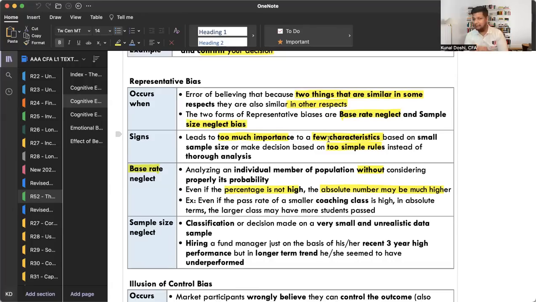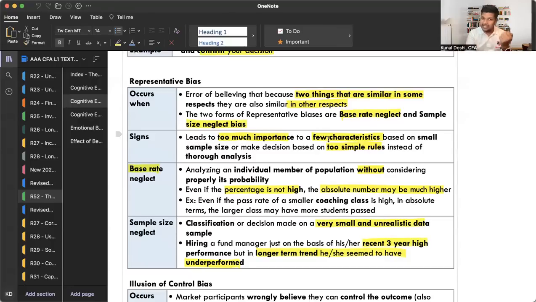Sample size neglect. Sample size neglect means the sample which you have chosen for your decision itself is incorrect. Decisions are classified on very small and unrealistic data. Hiring a fund manager just on the basis of his or her recent 3-year performance, right? So you're betting on the fund manager for long, but you've just seen the recent performance. But in the longer trend, she seemed to have underperformed. That is a small sample size to make a big judgment. That is sample size neglect.